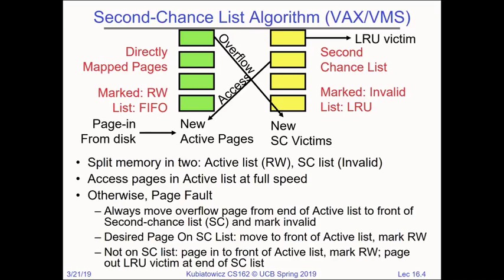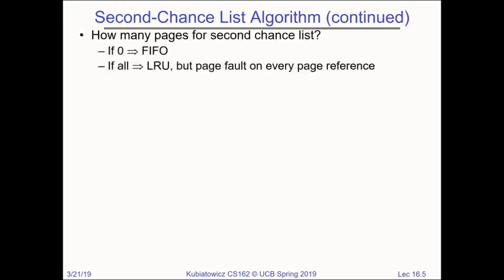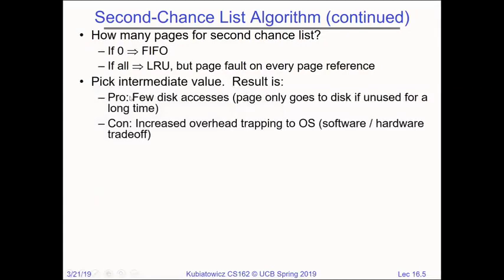Right? Okay? And how many pages in the second chance list? Well, if there's no pages in the second chance list, we've got FIFO. If they're all there, we've got LRU, but a fault on every page reference. I can tell you this is probably too expensive, and this one has weird anomalies, so somewhere in the middle. Pick an intermediate value.